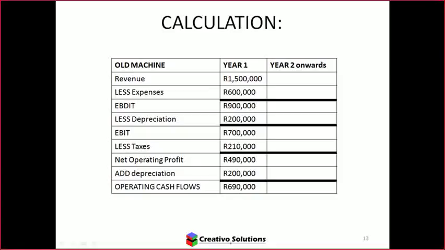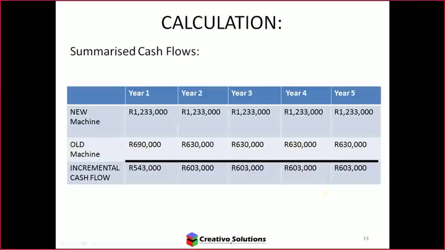Do you guys have an answer? 630. Okay. Let's check. Will there be depreciation? No. So everything is going to be the same except for that one line item. 630 is correct. Happy guys? Yeah. Great.